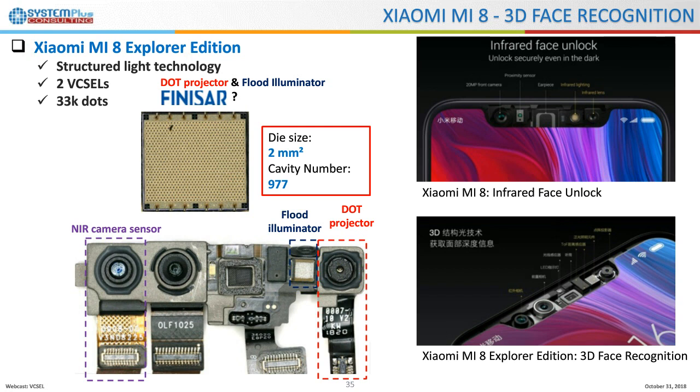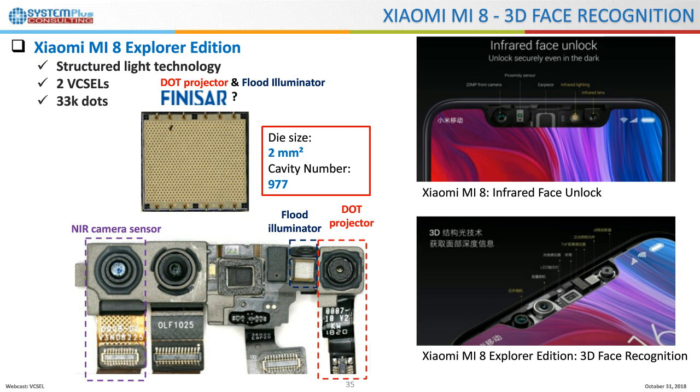According to Yole, the supplier could be Finisar, but it's something we will dig a little bit more before being sure of the supplier. So we have a very large VCSEL in this case, 2 square millimeter. So it's almost twice the size of the VCSEL in the iPhone 10, and also the number of cavities is quite impressive with 977 cavities. The pattern is different. It's not a random pattern in this case, so it's also something which is important to take into account.